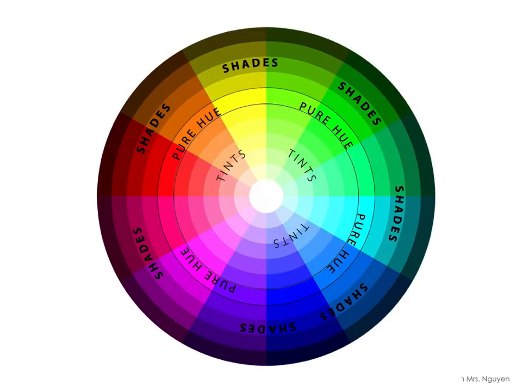So if you look at this color wheel, it starts off with white. So if you add white to a color, you create tints. The further out you go, then you see pure hue. That is your orange or red without anything added to it. It's pure. And then as you move further out, you get into your shades because you are now adding black.